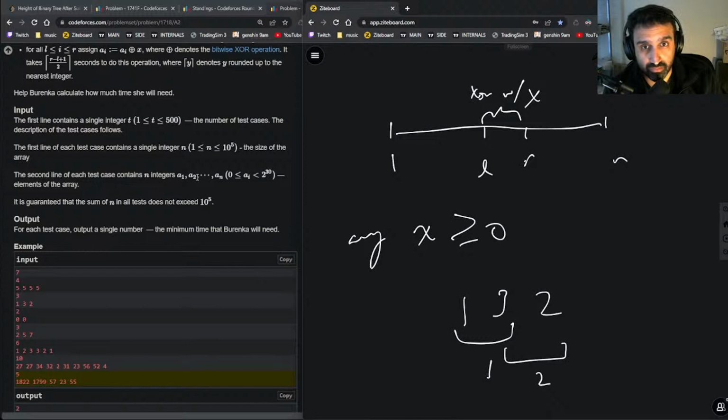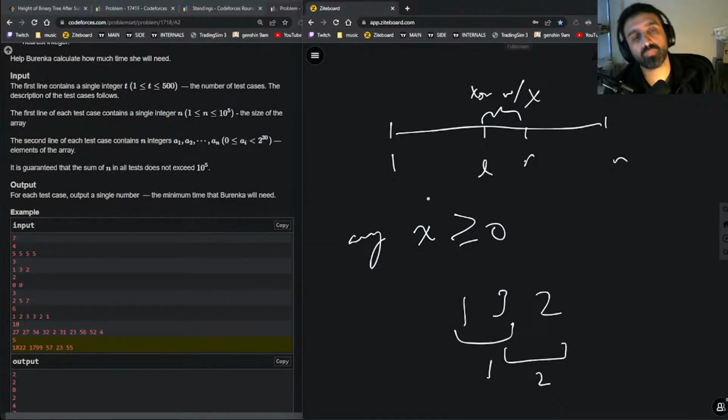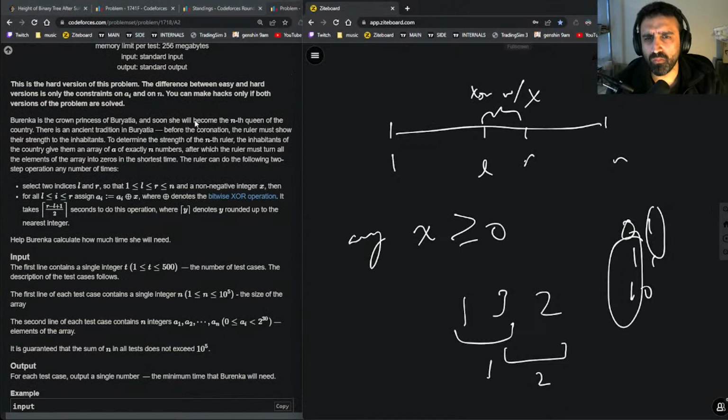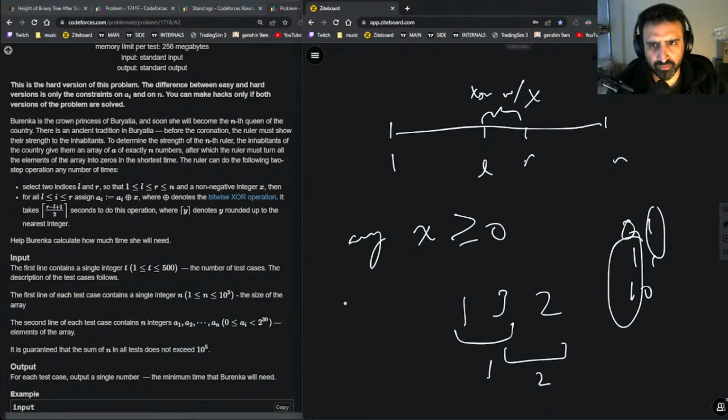Second line, 0 through 2 to the 30th. It's guaranteed that the sum... So you have 01, 11, 10. Then you do this. Why does it matter that it's ceiling divided by 2? So it costs you the same amount of time to do a segment of R minus L plus 1, total number of them over 2, and ceiling. So doing an odd number will increase it. Okay. Whatever.